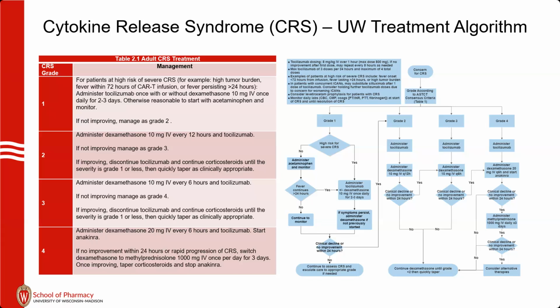And that's where we might go if a patient is still not improving, even with high-dose anakinra and dexamethasone and previously receiving tocilizumab. We might go to things like high-dose methylprednisolone as well.